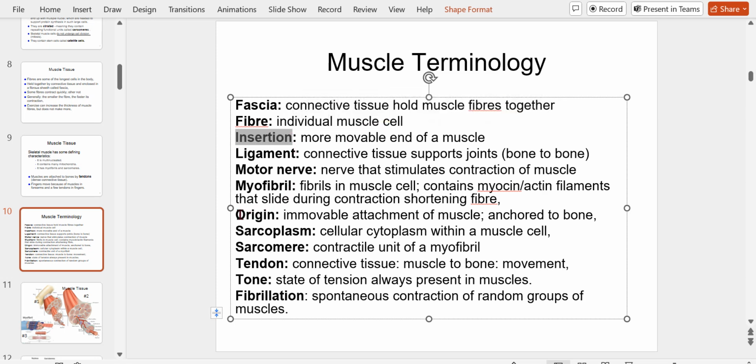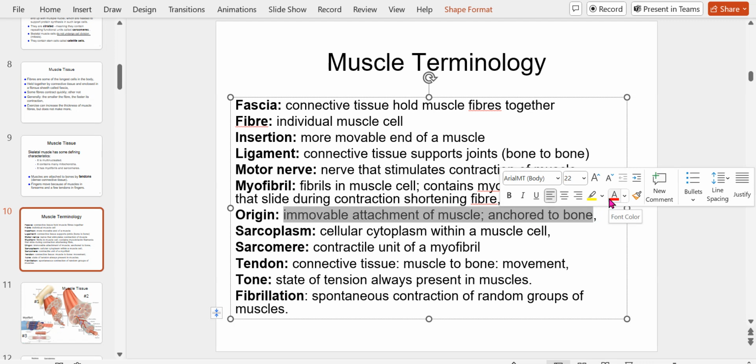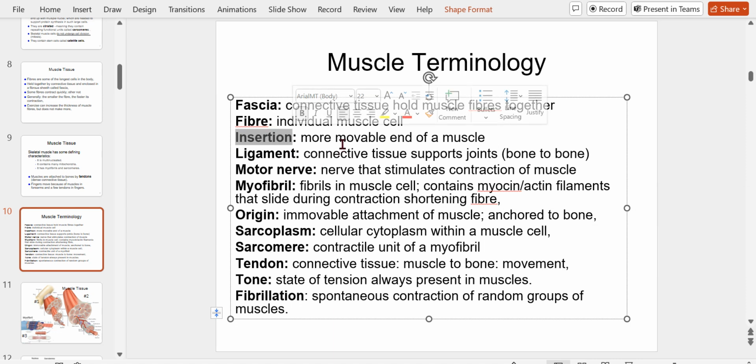Insertion and origin. Know these two as opposites. A muscle has two ends. The origin end of that muscle does not move. It's anchored to a bone. Think of your bicep. It only moves in one direction, okay? And the insertion is the movable end of a muscle. So a muscle will have an origin and an insertion. There's your ligament, that's bone to bone. There's tendon, that's bone to muscle.